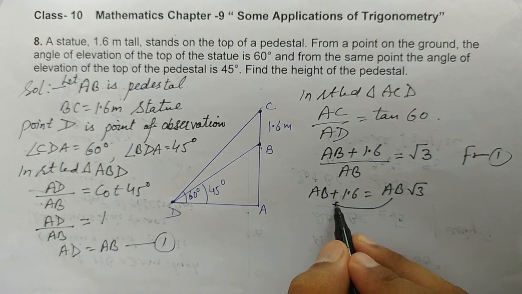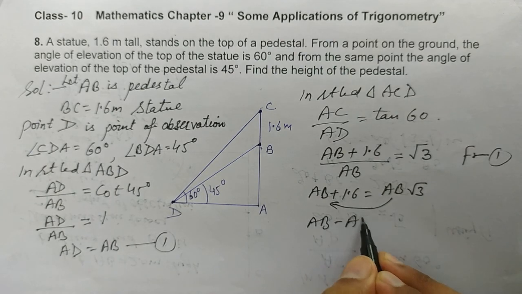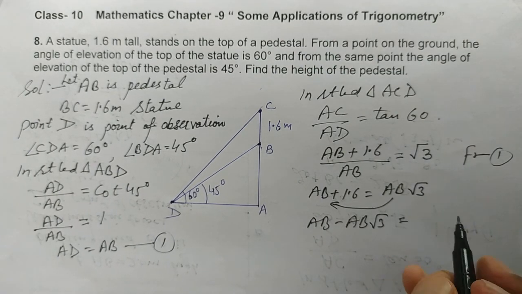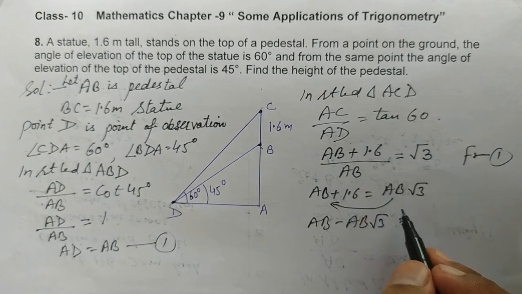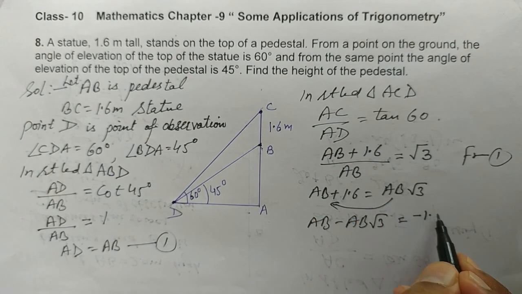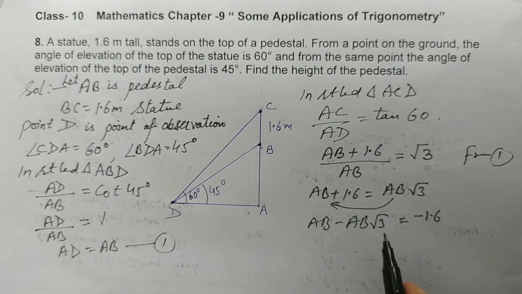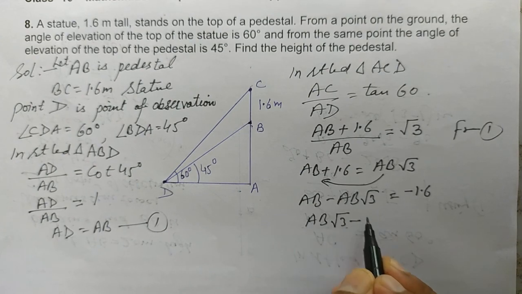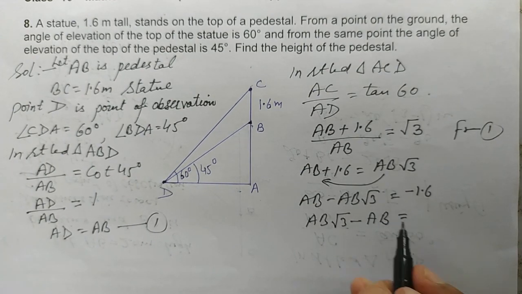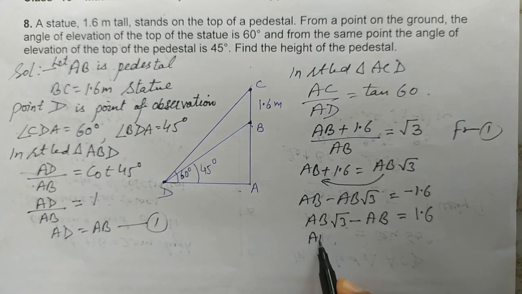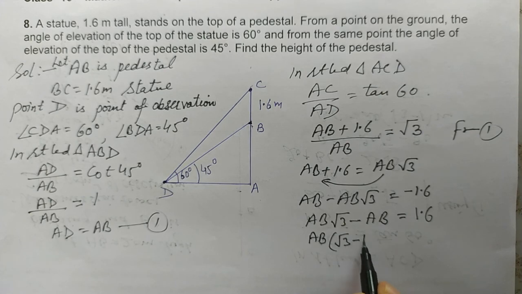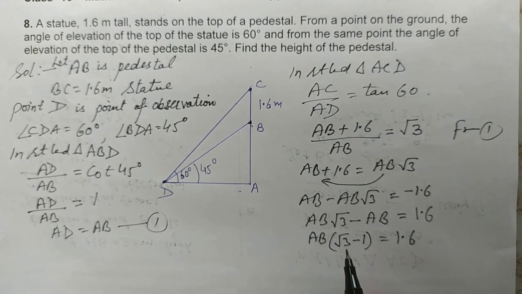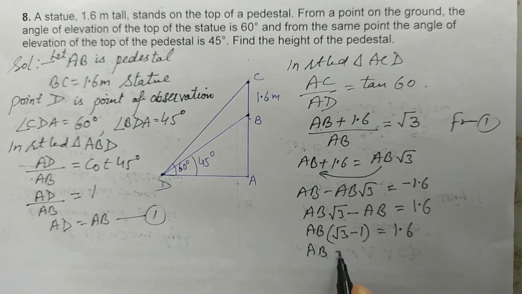So now this will come to this side. So it becomes AB minus AB root 3 is equal to minus 1.6. This will come here and this will go there. So minus 1.6. So you can make this positive. So bring this AB root 3 here and minus AB. You can say that we multiply both sides by a minus sign. So all signs will be changed, right? So now AB is taken common. What is left? Root 3 minus 1. Here it is 1.6. Now AB is 1.6 over root 3 minus 1.